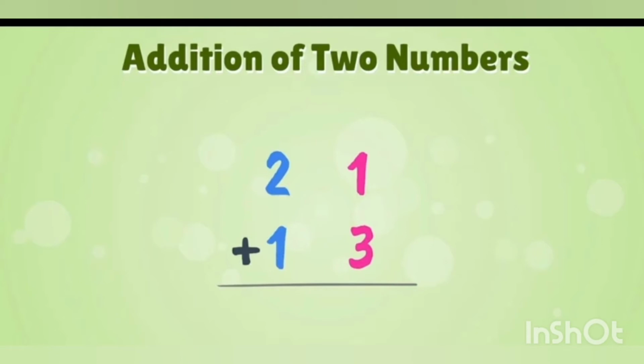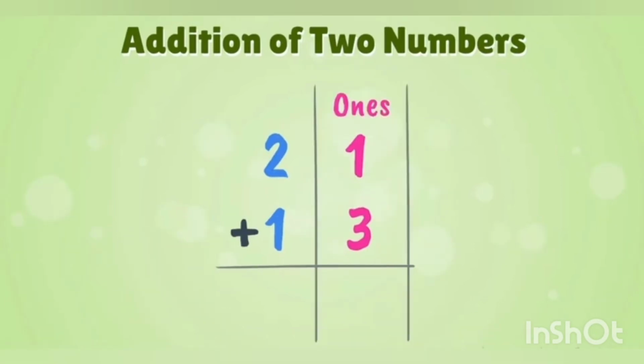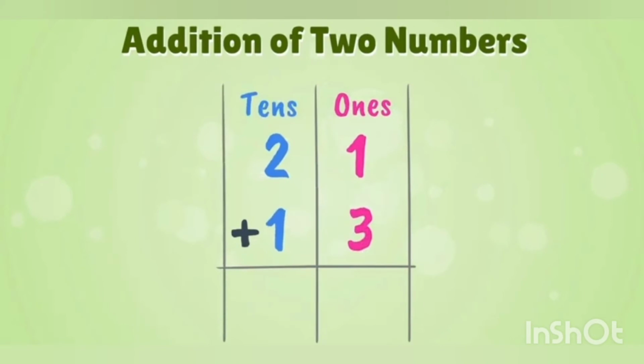Students, now what will we do? We will write the numbers in vertical manner. First, we will write 21 and below 21, we are going to write 13. Students, don't forget to put the addition sign, that is the plus sign. Now putting them in place value, 21's 1 and 13's 3 will be in ones place. Moving to the tens place, 21's 2 and 13's 1 will be in tens place.